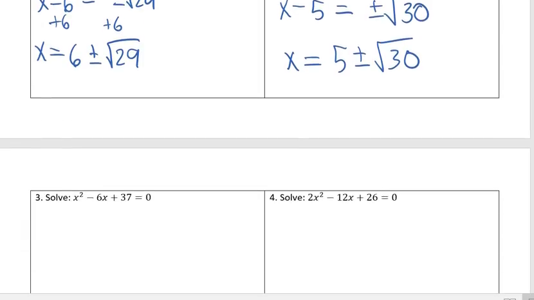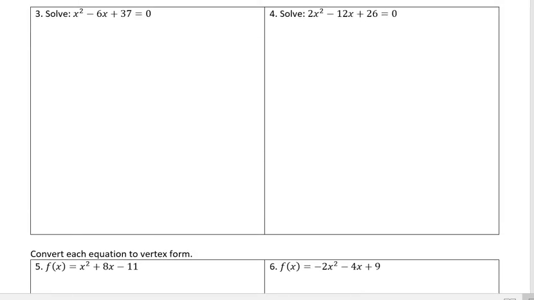In these next two examples, we're going to see, so last class you learned about complex numbers. So complex numbers can also be the solutions to quadratic equations. So we're going to solve number 3 here the same way we solved 1 and 2. So I'm going to subtract the 37 from both sides, because that doesn't help me with completing the square. And I get x squared minus 6x equals negative 37.